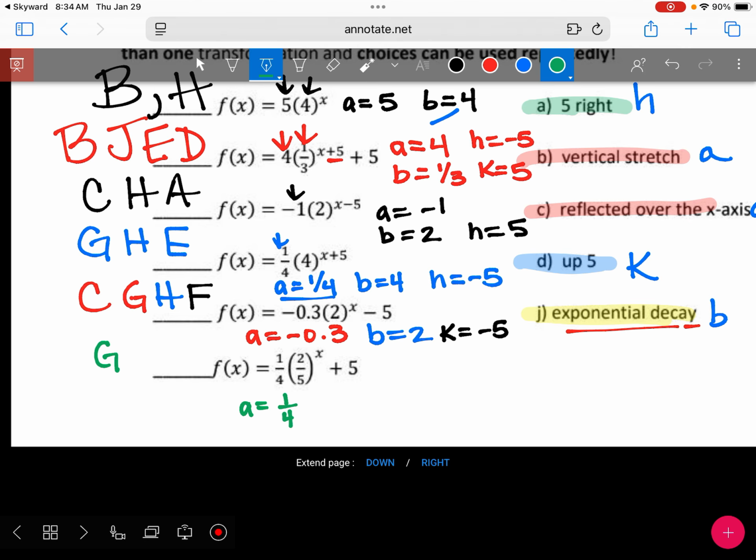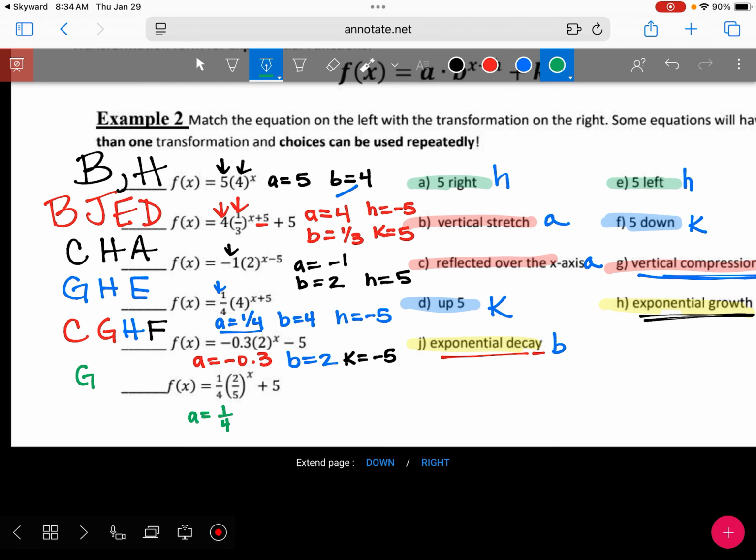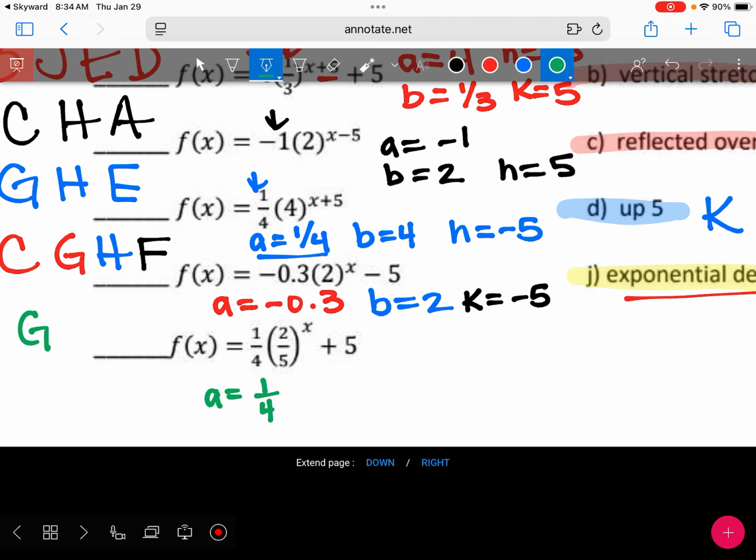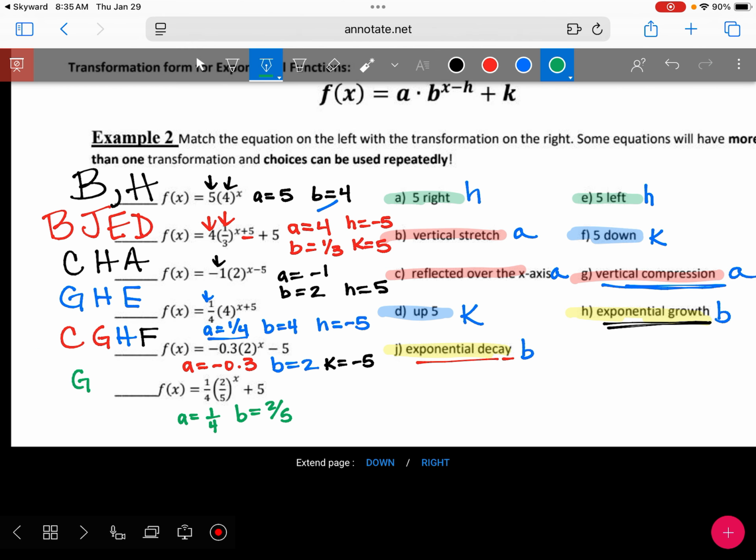Okay. And then we have the B value. B is 2/5. So that's going to be one of these 2. Who says it's J? Who says it's H? So it's 2/5. If you divide in your calculator, 2 divided by 5, is it bigger than 1 or less than 1? Less than 1. So that's decay. So J.